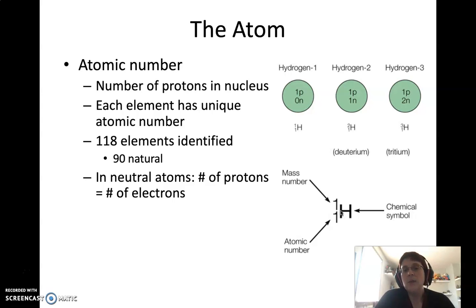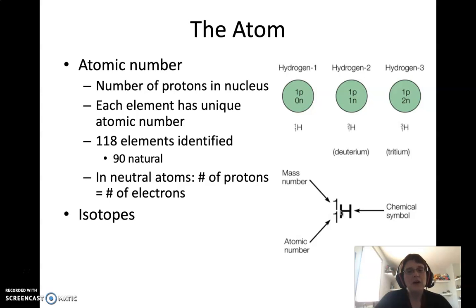In neutral atoms, the atomic number will also tell you the number of electrons. Now we'll see that a lot of atoms aren't going to be neutral, but we assume a neutral atom unless we're told otherwise. And so the atomic number will tell us the number of protons and the number of electrons, because they will be equal if the atom is neutral. As you remember, those charges have to balance each other out. Now, the atomic number is always going to stay the same for the atom. So it tells us the number of protons.